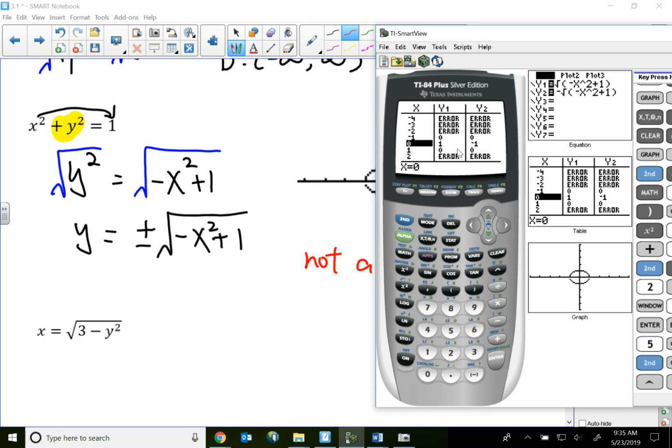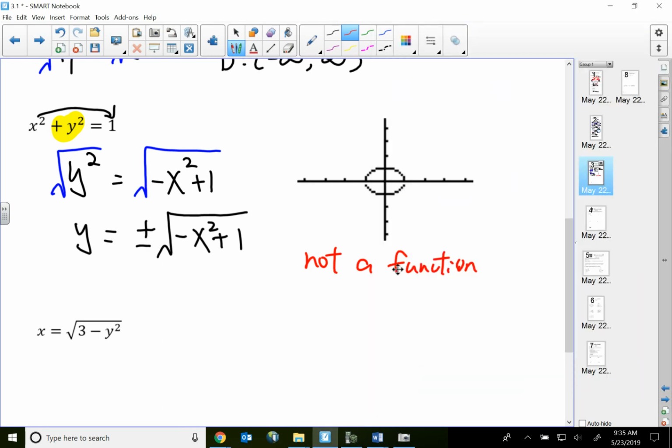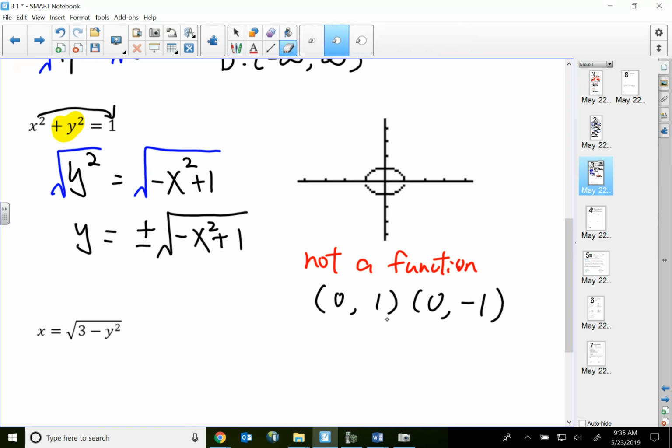Every time that happens, it's actually not a function. For my table, I can see 0, 1, and the same x value again having a different y value. So it's not a function. This relation is actually not a function. A circle graph is not a function.